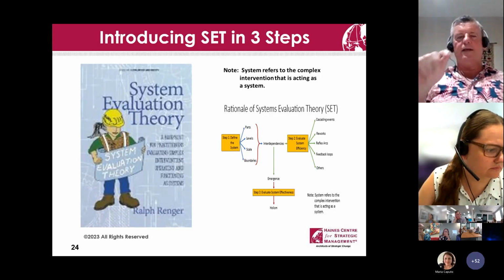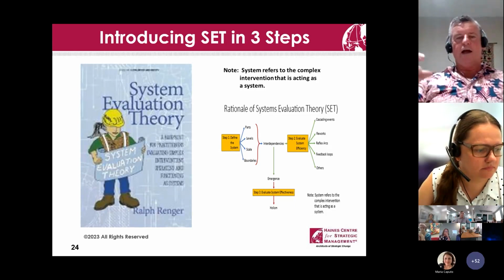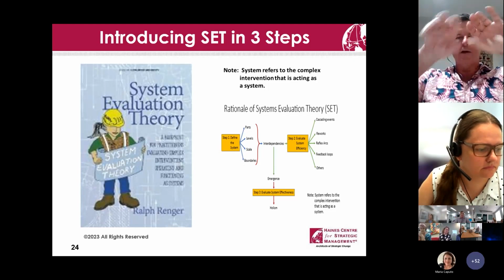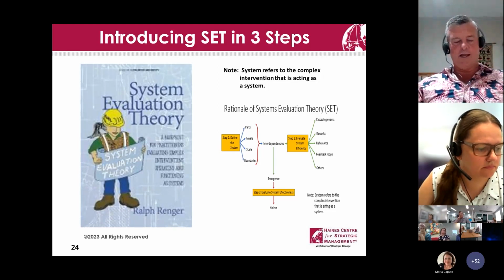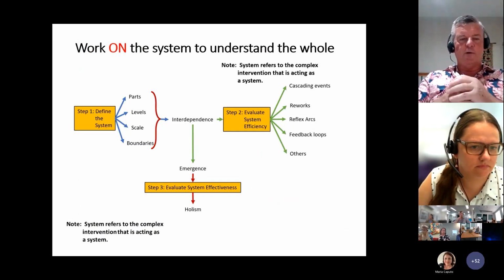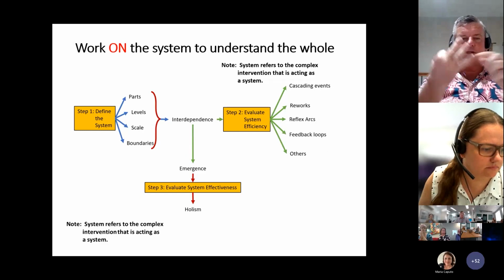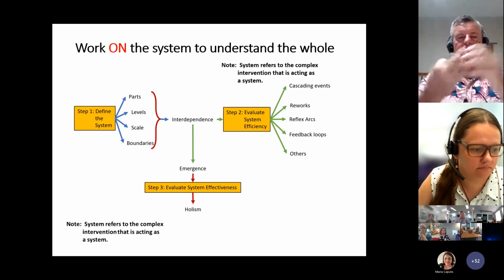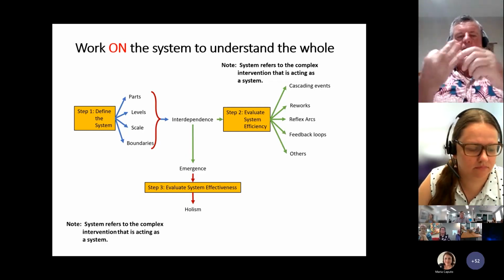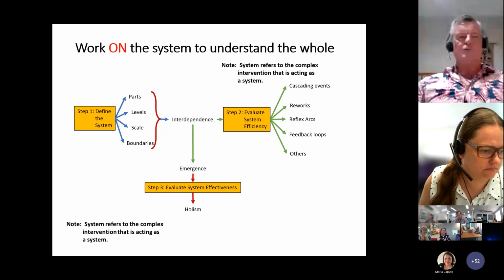But the thing to really emphasize here is he regards a system as a complex intervention that's acting as a system. So multiple programs trying to work towards a shared outcome, whatever that might be. So here is Ralph's model, systems evaluation theory. And I want to focus on step one. There's three steps. And what I want you to do is think about how he's combined analytical thinking with holistic thinking into this model as well.